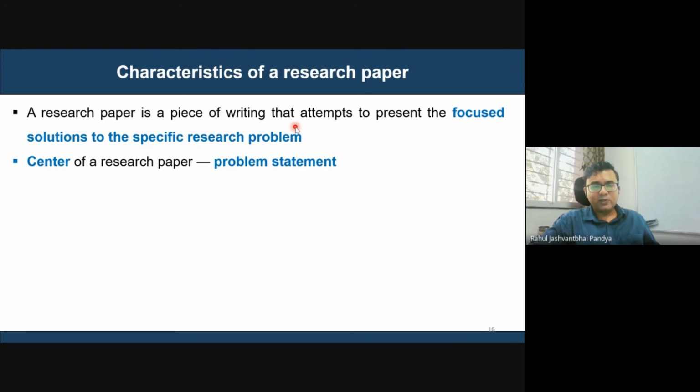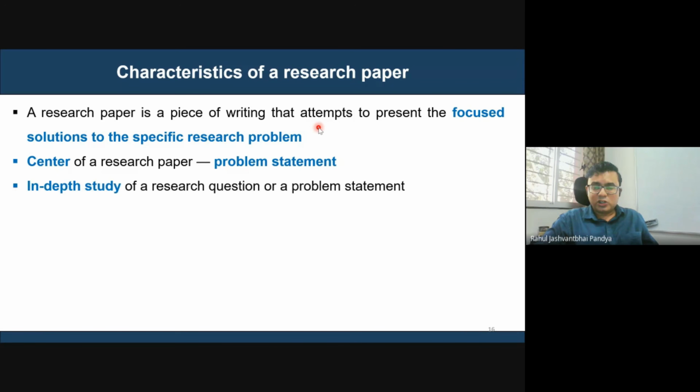The center of the research paper should be the problem statement we are proposing, and it should present an in-depth study of the research question or problem statement we have picked up. And it should be original and innovative.